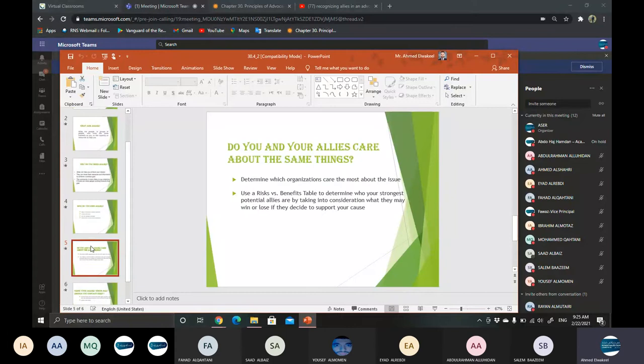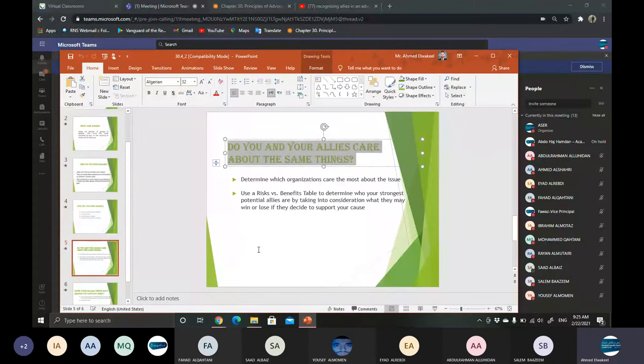And after recognizing the allies, we need to ask one question. Do we, us and our allies, care about the same thing? Because if we don't care about the same thing, consequently, we will have different views. And by having different views, you will also have different results and different needs. So we need to be on the same course, on the same track. By being on the same track, we will seek the same information and also the same results for our campaign.